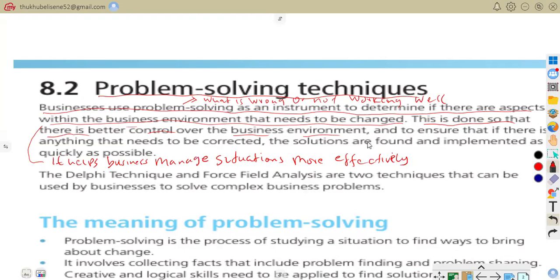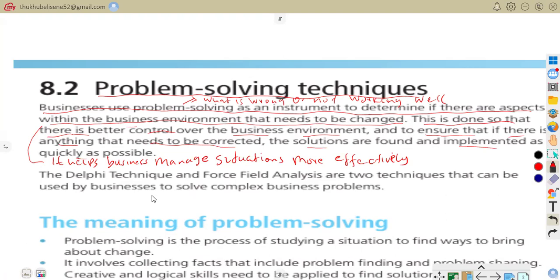It also says that if there is anything that needs to be corrected, the solutions are found and implemented as quickly as possible. Here we are saying problems are solved fast to avoid further damage. That is that.